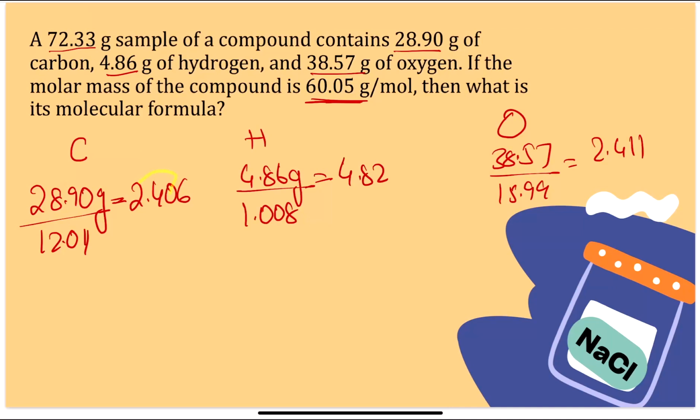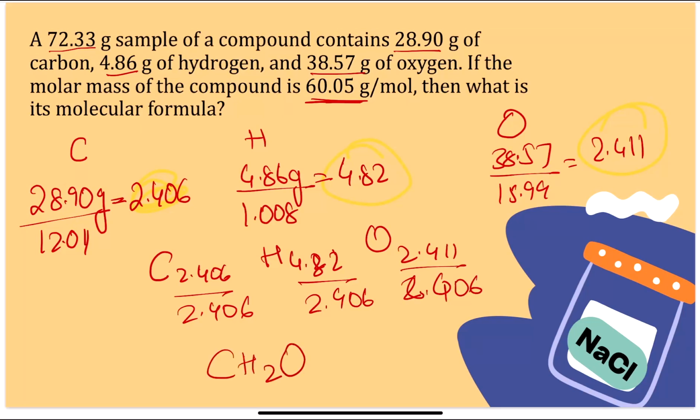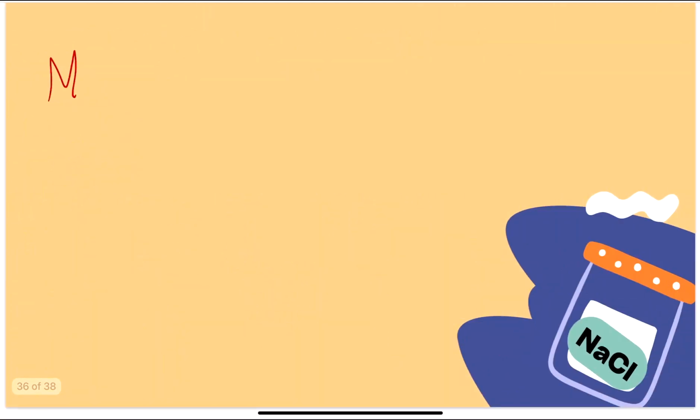So you have your number of moles sorted, right? You want to find the empirical formula. So you have 2.406 for carbon, 4.82 for hydrogen, and 2.411 for oxygen. You divide everything by 2.406, and you will end up with CH2O. Now, this is your empirical formula, but you are looking for the molecular formula. So you need to find what is called the multiplying factor.